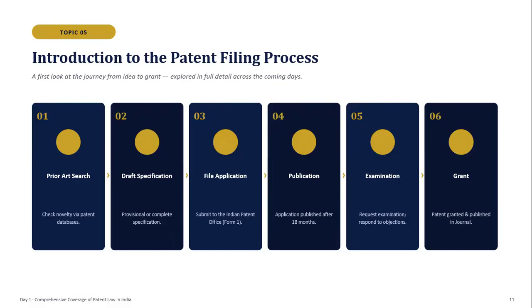Depending upon the circumstances, an applicant may proceed with a provisional specification or a complete specification. The third stage is filing the application with the Indian Patent Office using the prescribed requirements, including Form 1. The application is then published generally after the prescribed period. Following publication, the application proceeds towards examination, including the request for examination and response to objections raised by the patent office. Finally, where the legal requirements are satisfied, the patent is granted and published in the patent journal.